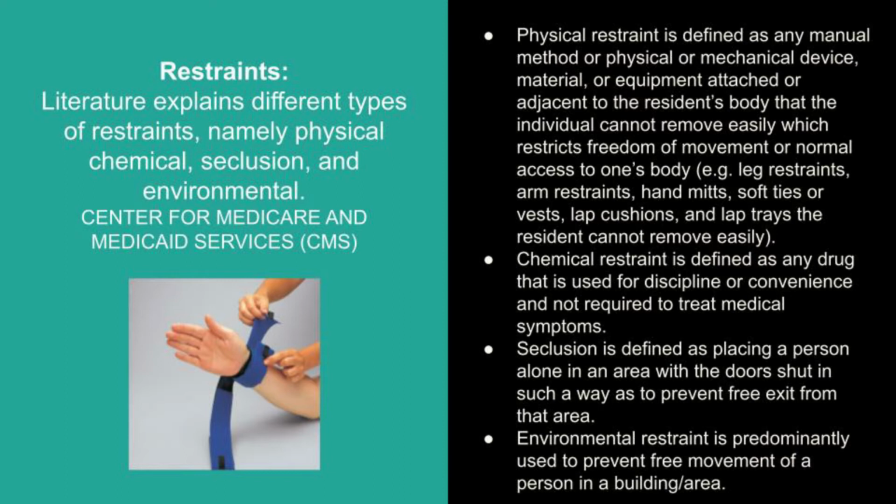So some examples of this would be leg restraints, arm restraints, hand mitts, soft ties or vests, lap cushions and lap trays that the resident cannot remove easily. A chemical restraint is defined as any drug that is used for discipline or convenience and not required to treat medical symptoms. Seclusion is defined as placing a person alone in an area with the door shut in such a way as to prevent free exit from that area. An environmental restraint is predominantly used to prevent free movement of a person in a building or an area.